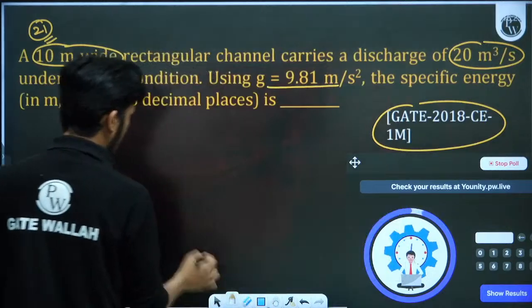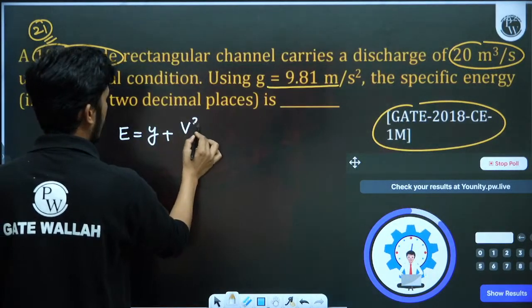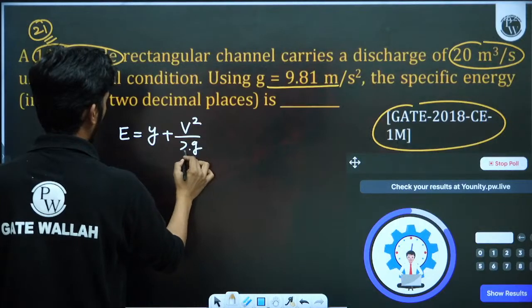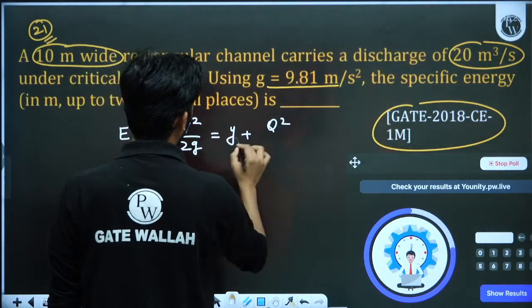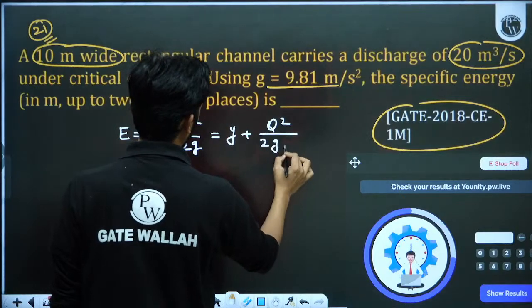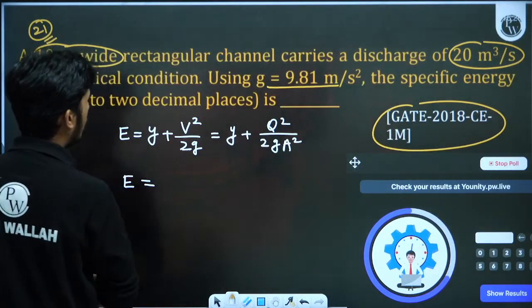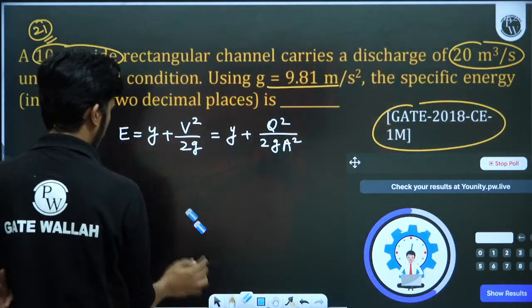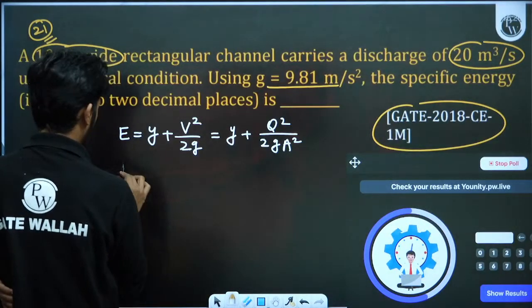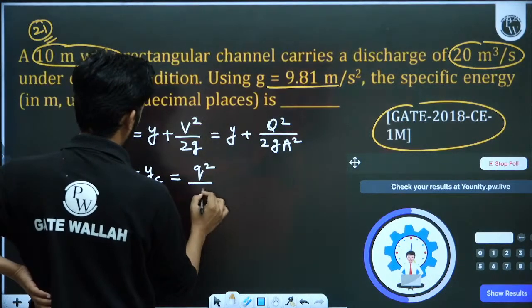The specific energy will be how much? E will be equal to y plus v square by 2g, or we can say y plus q square divided by 2ga square, because velocity is discharge by area. So E is equal to depth of flow is how much? Depth of flow is critical. So critical we have to first calculate. So y is equal to yc, that is q square by g raised to power 1 by 3.